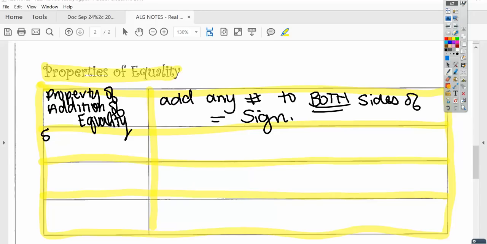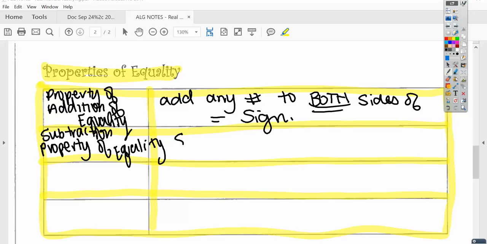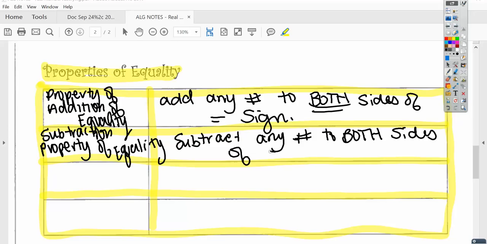The next property is the subtraction property of equality. And I could say subtraction property of equality, or I could say the property of subtraction of equality, whatever you wanted. So subtraction property of equality is this when I can subtract any number to both sides of the equal sign.